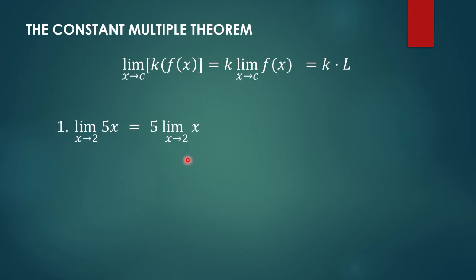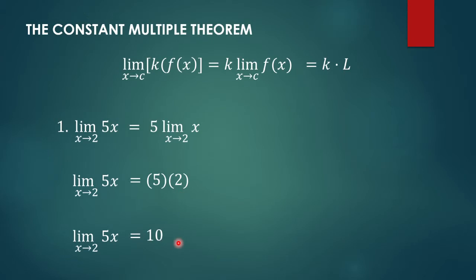If we continue to evaluate this, based from our previous theorem, we can say that the limit of x as x approaches 2 is 2. So we can have 5 times 2. Therefore, this is equal to 10.